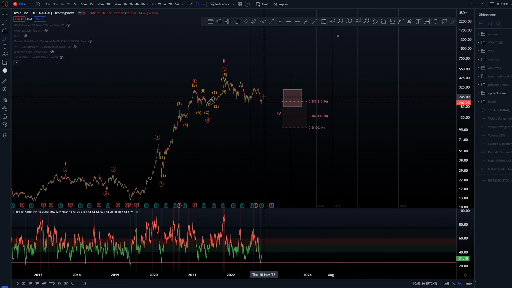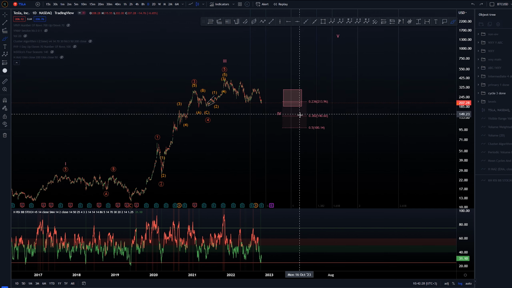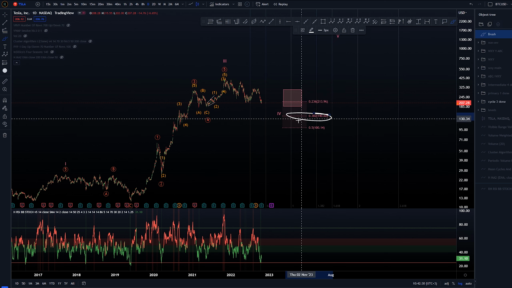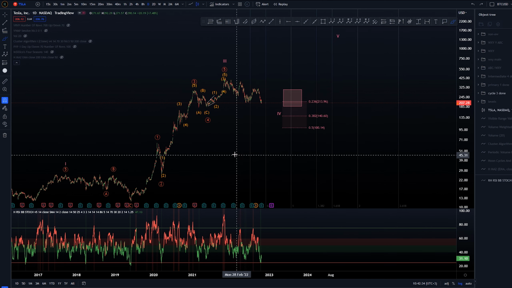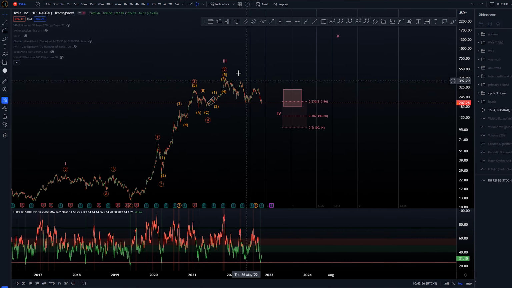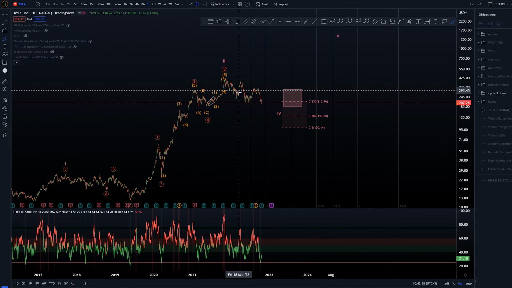So this was originally a target here. At the moment, I don't think this is a target anymore. I do think that we're going to be falling off way more towards this 0.382 or even the 0.5 here on log, just because of the internal wave structures that we got in here, but we'll look into that next.